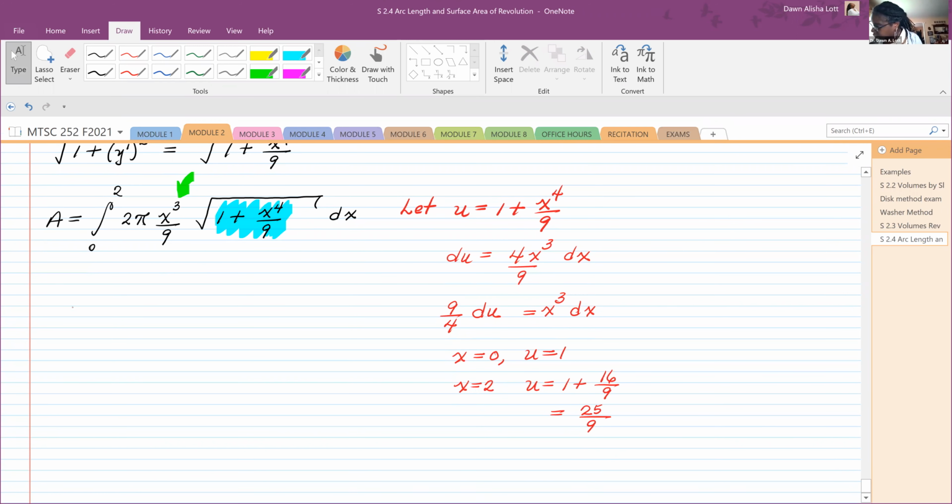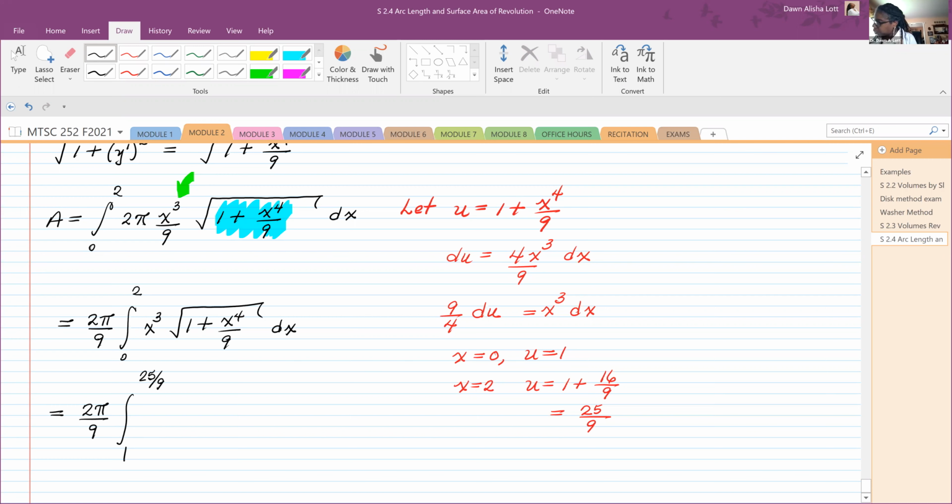So therefore, this would be, take the 2 pi over 9 out. The integral from 0 to 2 of x cubed, the square root of 1 plus x to the 4th over 9 dx. So this would be 2 pi over 9, the integral when x is 0, u is 1. When x is 2, u is 25 over 9. And then the square root of 1 plus x to the 4th over 9 would be the square root of u. And then x cubed dx, well, I see x cubed dx is 9 over 4 du.